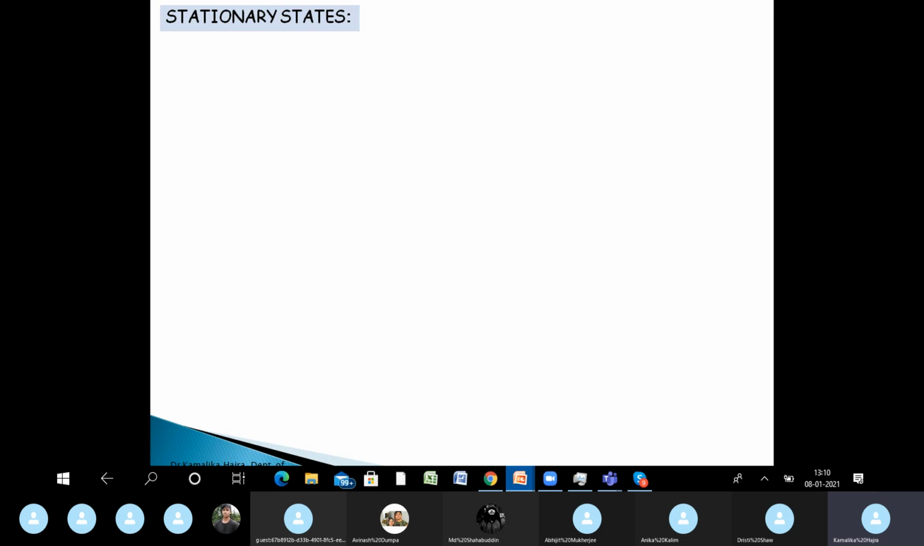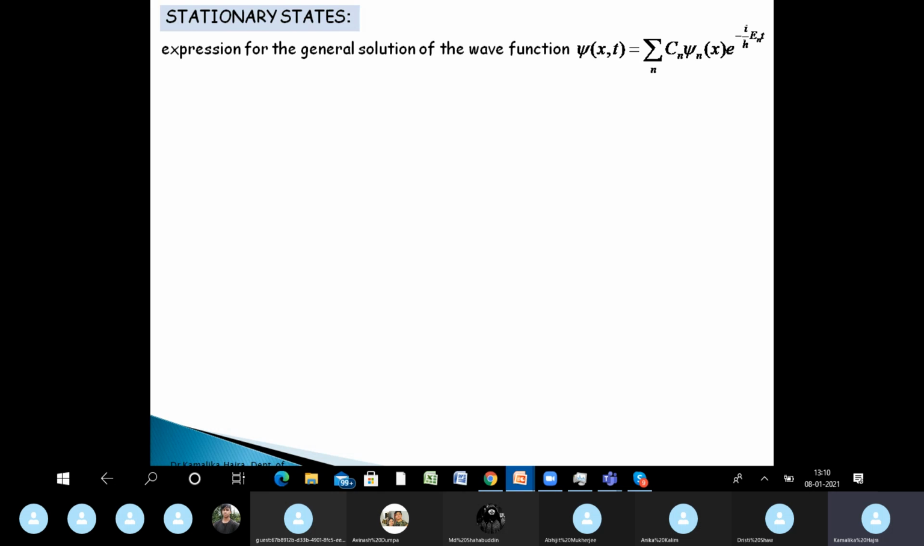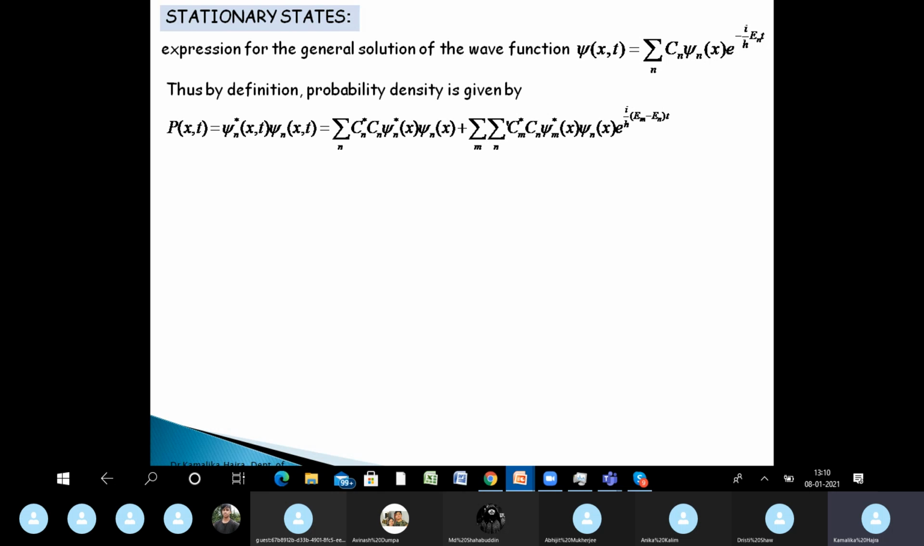Operator, eigenvalues, probability density, normalization condition, and now stationary states. Okay. Again, we know the general expression of the general solution of psi is this, and therefore by definition the probability density psi star psi is written in this manner. The same thing as we wrote for the normalization condition. Okay. Now you see that in general the probability density is time dependent.